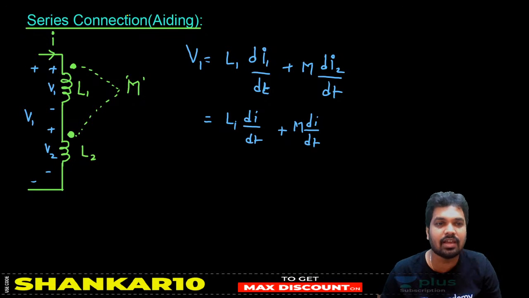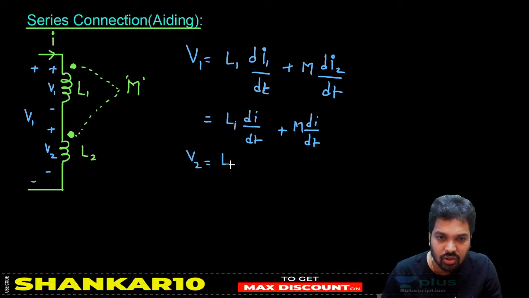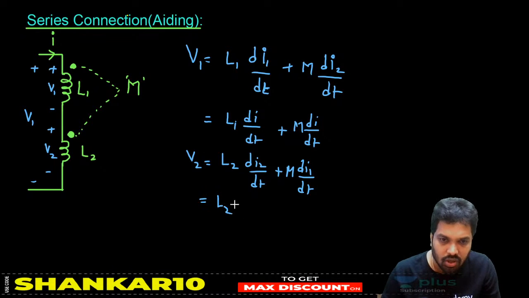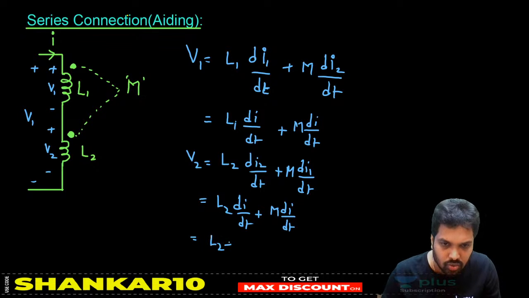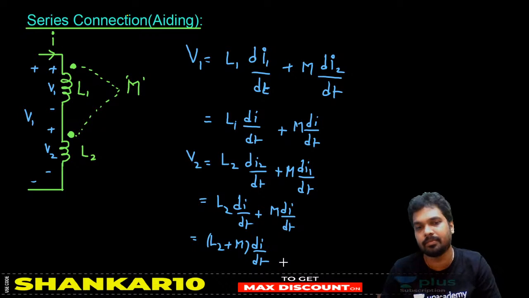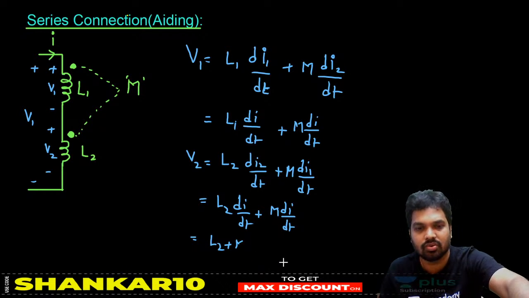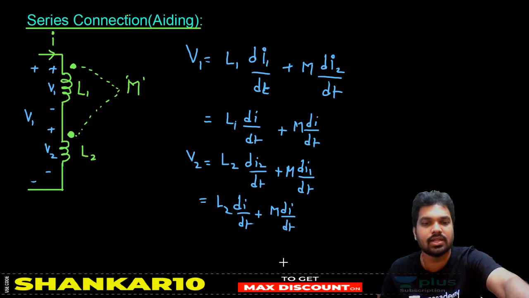In the same way, you can write the equation for the voltage in the second: L2 di2 by dt plus M times, due to the current in the first coil, di1 by dt, which will give you L2 into di by dt plus M into di by dt. That will give you L2 plus M into di by dt. So what is the voltage V?